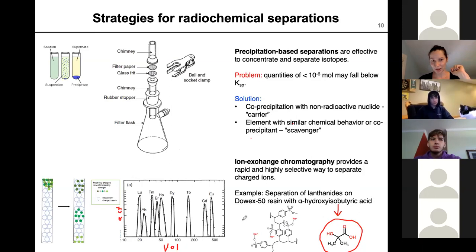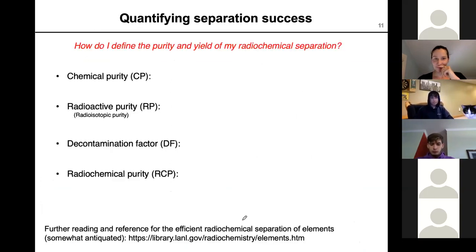Any questions on this? No questions? Okay, so here are some definitions that are important going forward when you're thinking about radiochemical samples or chemical samples.